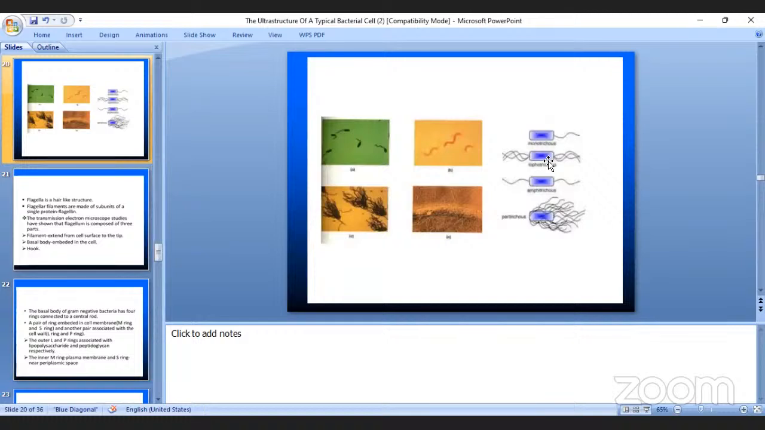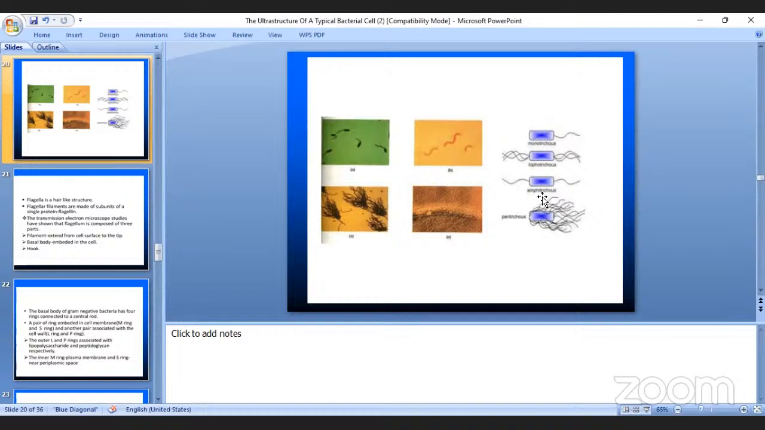One. Lophotrichous: how many flagella, and on which side? One side or two sides? Two sides. Amphitrichous also has two sides. Amphitrichous is like lophotrichous, but in lophotrichous more than one flagellum is present on either side, whereas in amphitrichous only one flagellum is present on both sides.